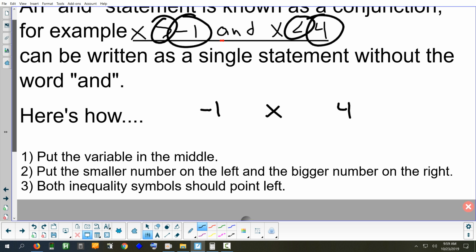So step 3 is both inequality symbols should point to the left. If you don't like thinking of it that way, you could say they point to the smaller number. You could think of it that way too. But they should point to the left.